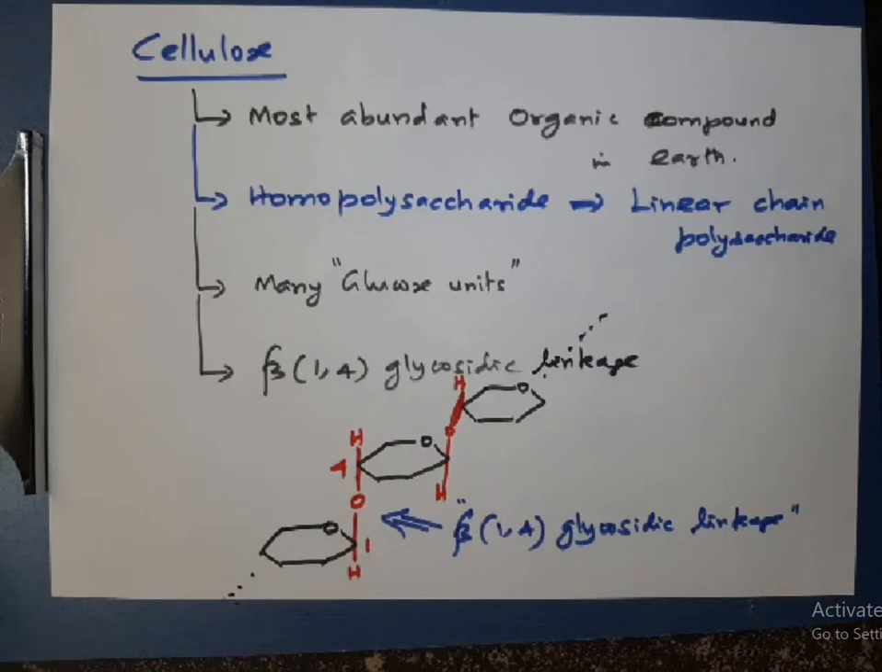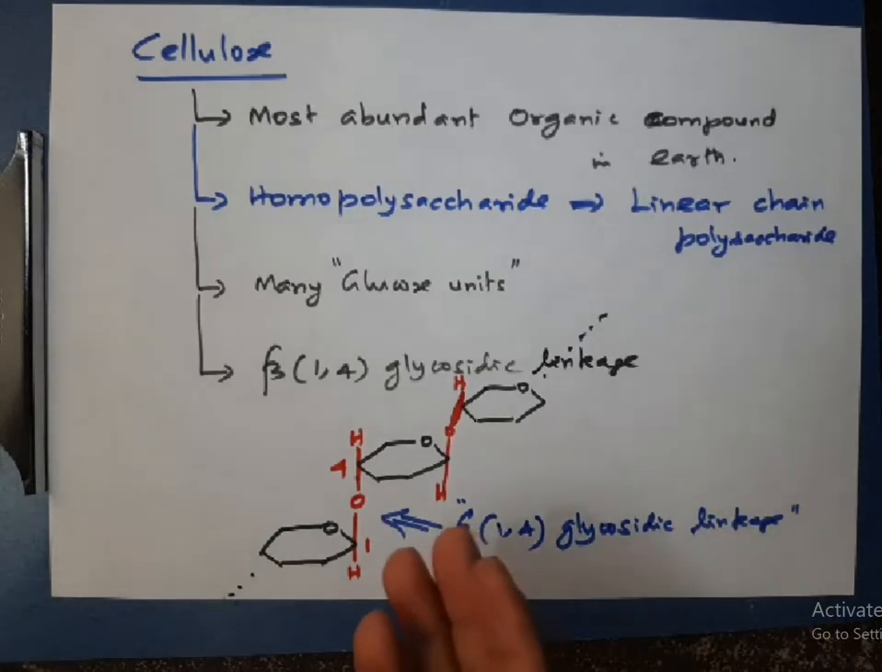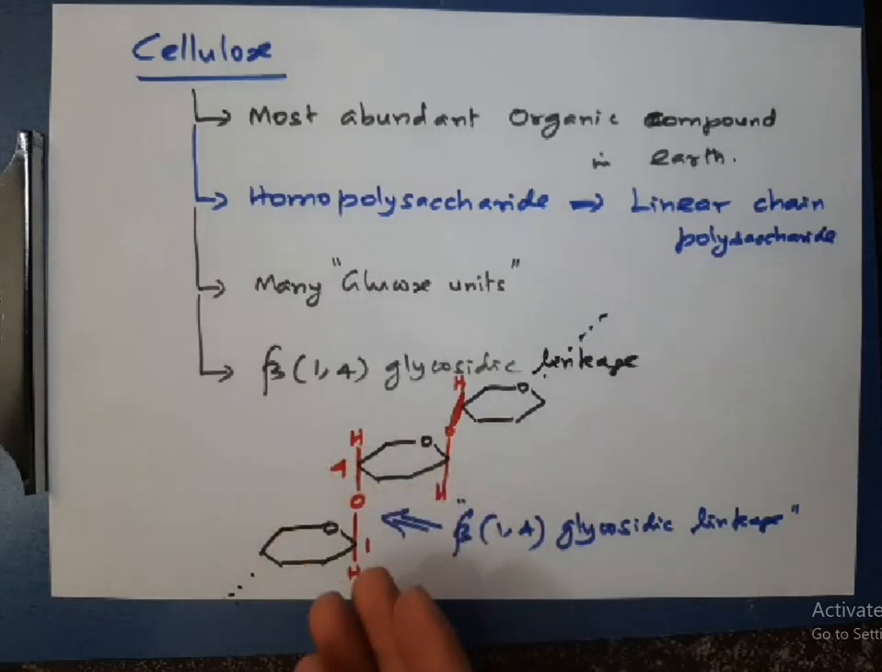But some animals, cow and other animals, have some kind of enzymes that can break this beta glycosidic linkage. We have enzymes that can break alpha. To break the beta 1,4 linkage, you require some special enzymes. Those special enzymes are present in animals like cow, etc. But human beings don't have those enzymes, so it is very difficult to break this glycosidic linkage in human beings.